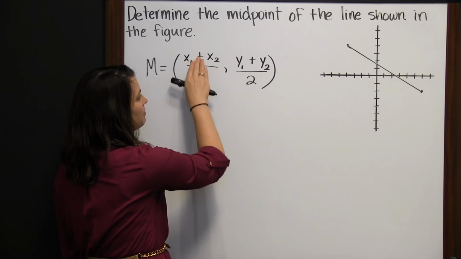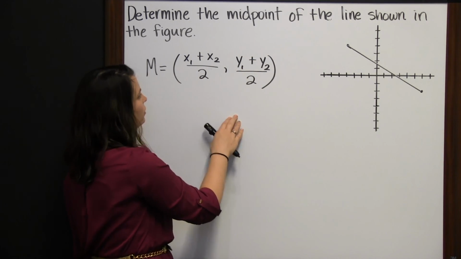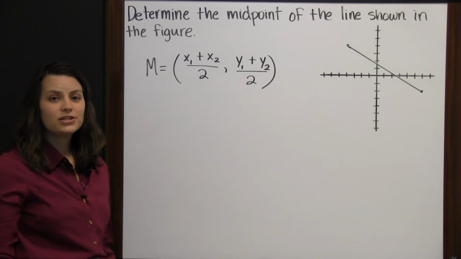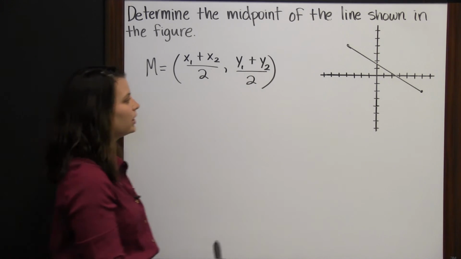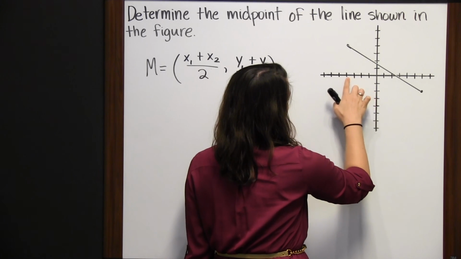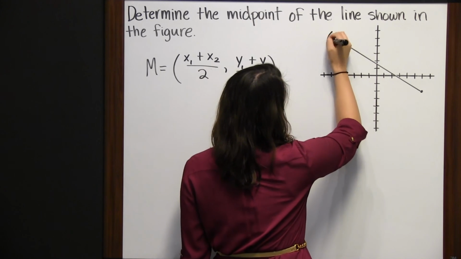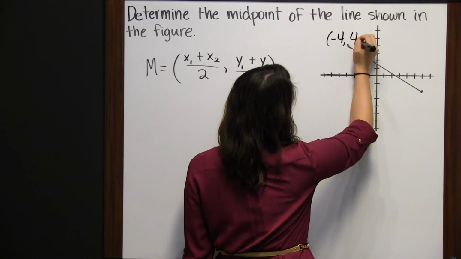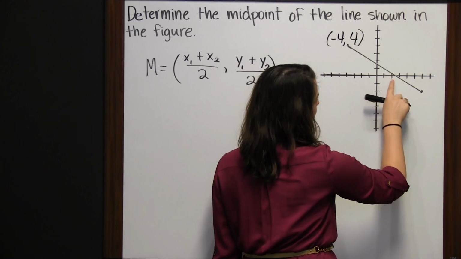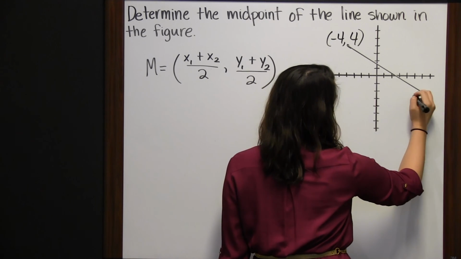So when you find the middle x coordinate and the middle y coordinate, you'll then have the coordinates of the midpoint. But first we need to know the coordinates of our endpoints. So this endpoint is at negative 1, 2, 3, 4, positive 1, 2, 3, 4. So these coordinates are negative 4, 4 for this endpoint. And this endpoint is at 1, 2, 3, 4, 5, 6, negative 2.